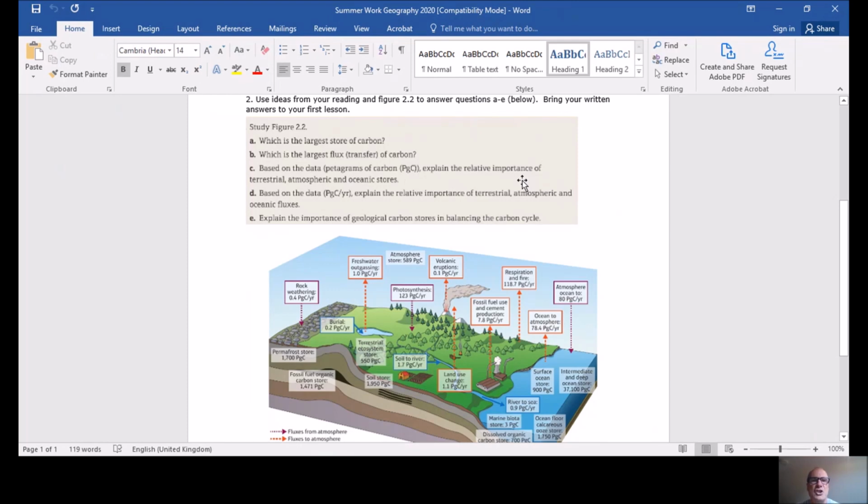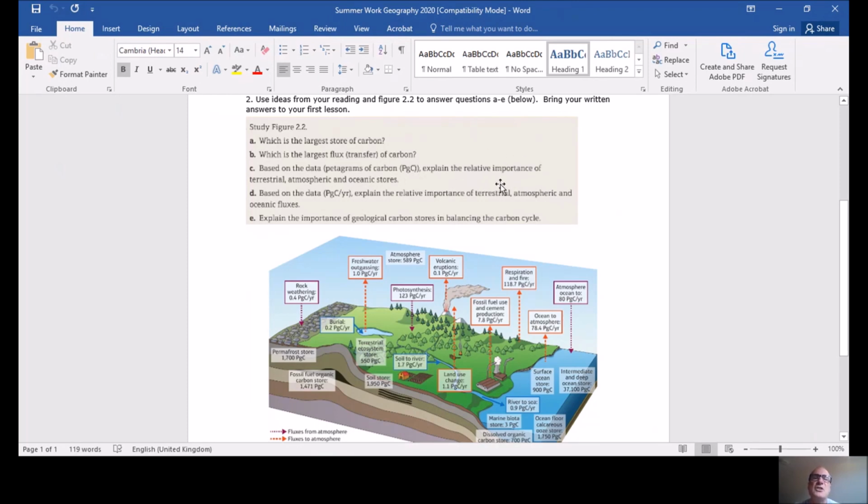You could tackle it in terms of size. Some of the stores are much larger than others. You could also tackle it in terms of what the importance is, for instance, life on Earth. That's quite important to us all, is that there is carbon for life on Earth, and some of these stores are maybe more important than others.